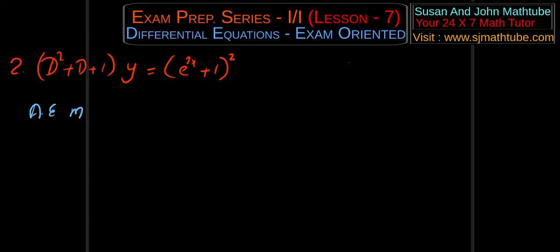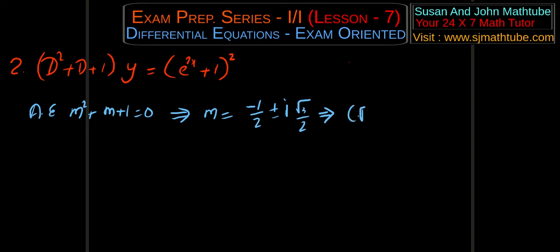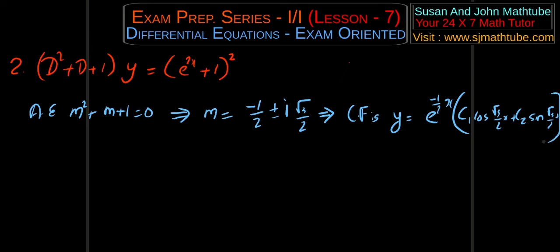Auxiliary equation, and that is m² + m + 1 = 0. You can use the calculator or any method you like. Anyway, you're going to end up with m = -1/2 ± i√3/2. And that implies our CF is y = e^(-x/2)(C1 cos(√3x/2) + C2 sin(√3x/2)). Okay, so this is very easy.